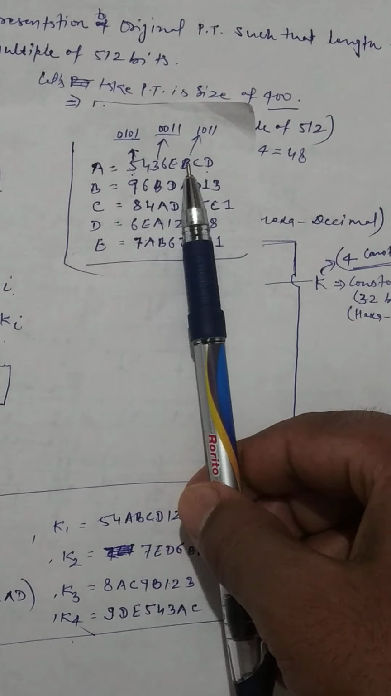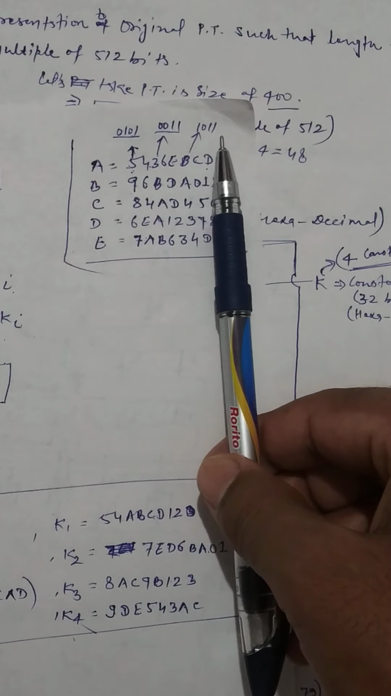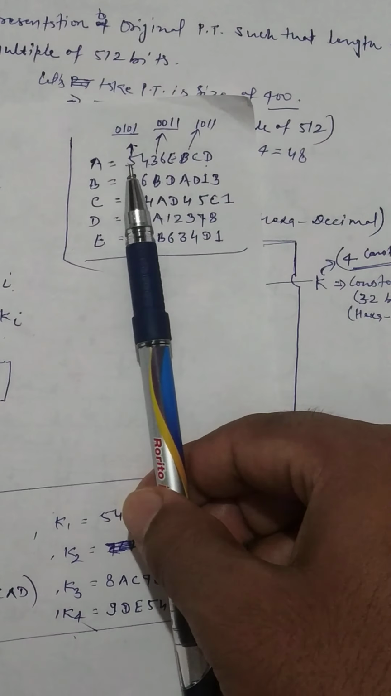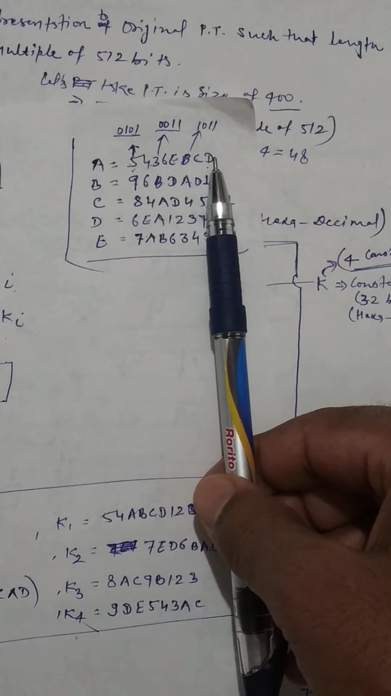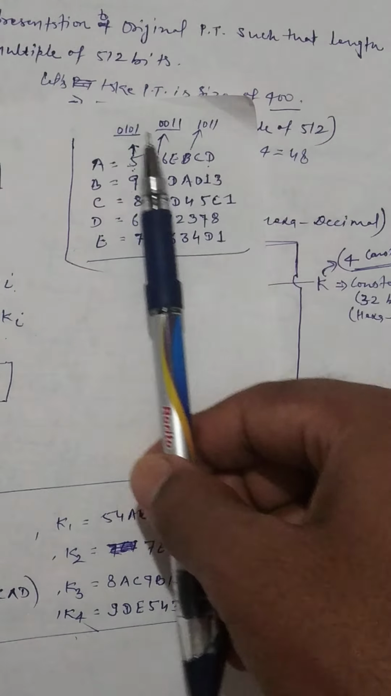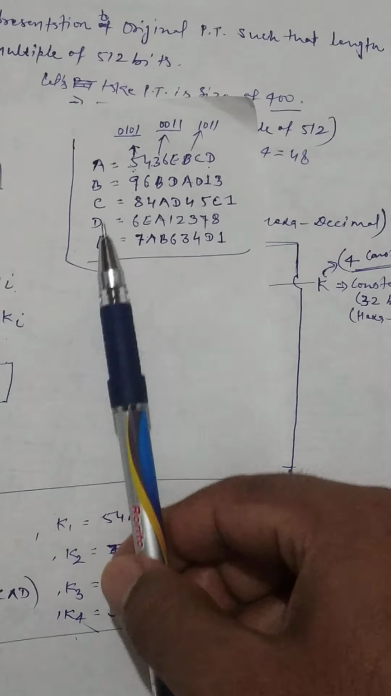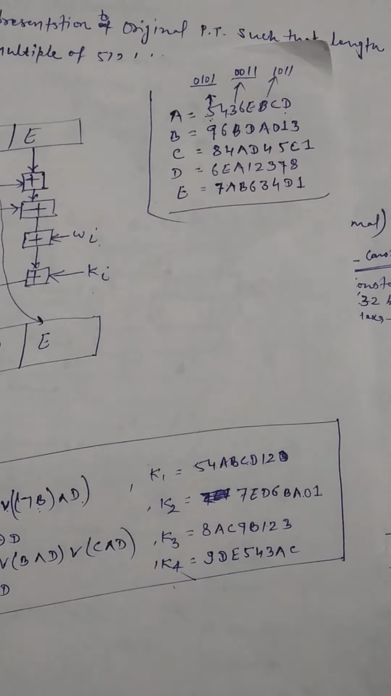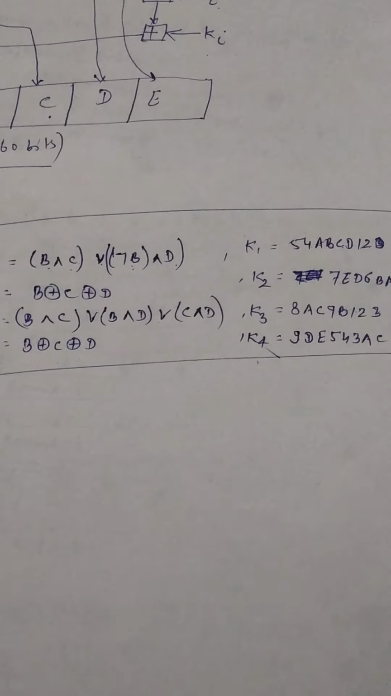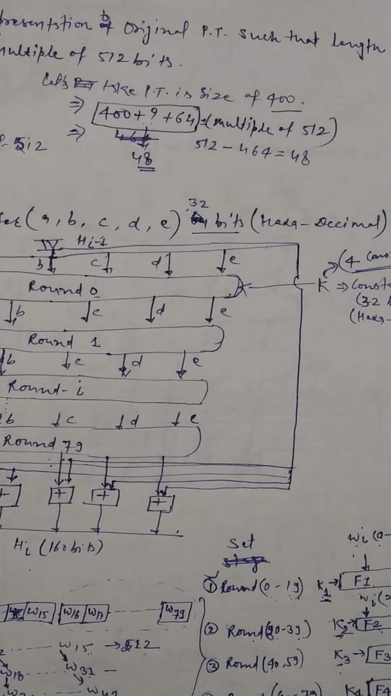The equivalent of this one, B, is 1011. So there are 8 values in hexadecimal. For each value 4 bits are required, so 8 multiplied by 4, total 32 bits. Similarly for B, C, D, and E. So 5 registers are there. In each register we are taking 8 hexadecimal values, and the binary equivalent would be 32 bits. Okay, so this is clear now.